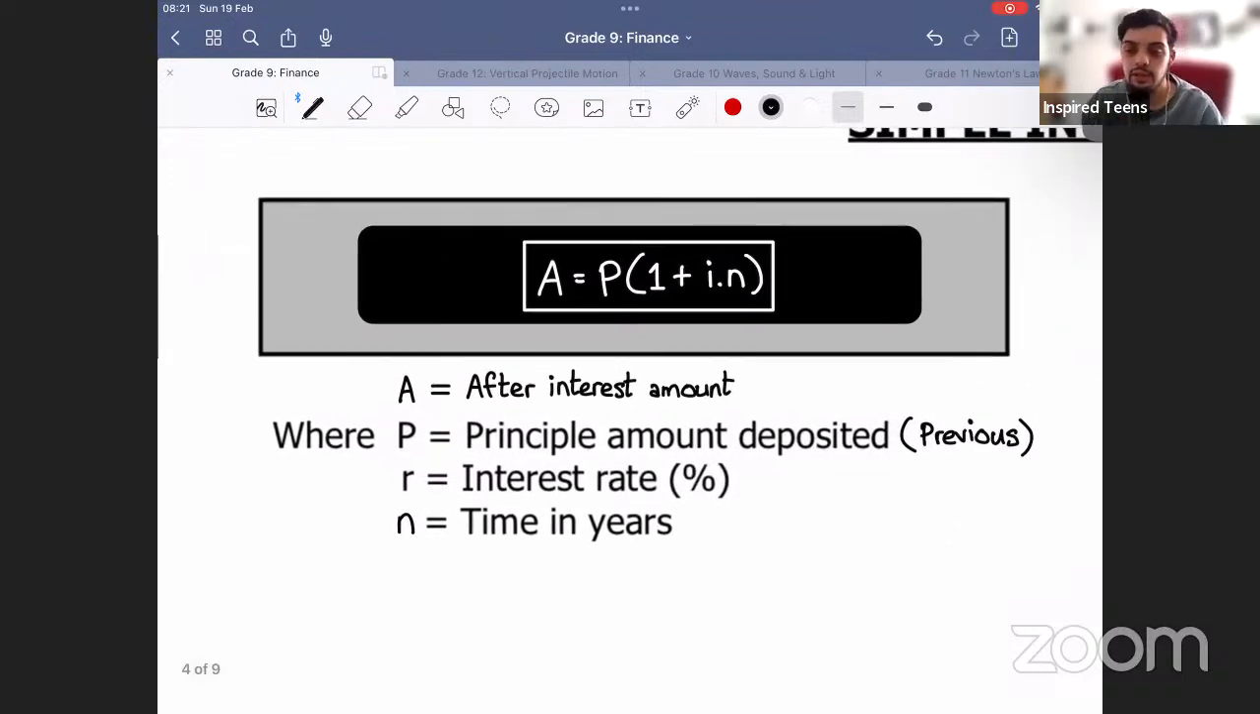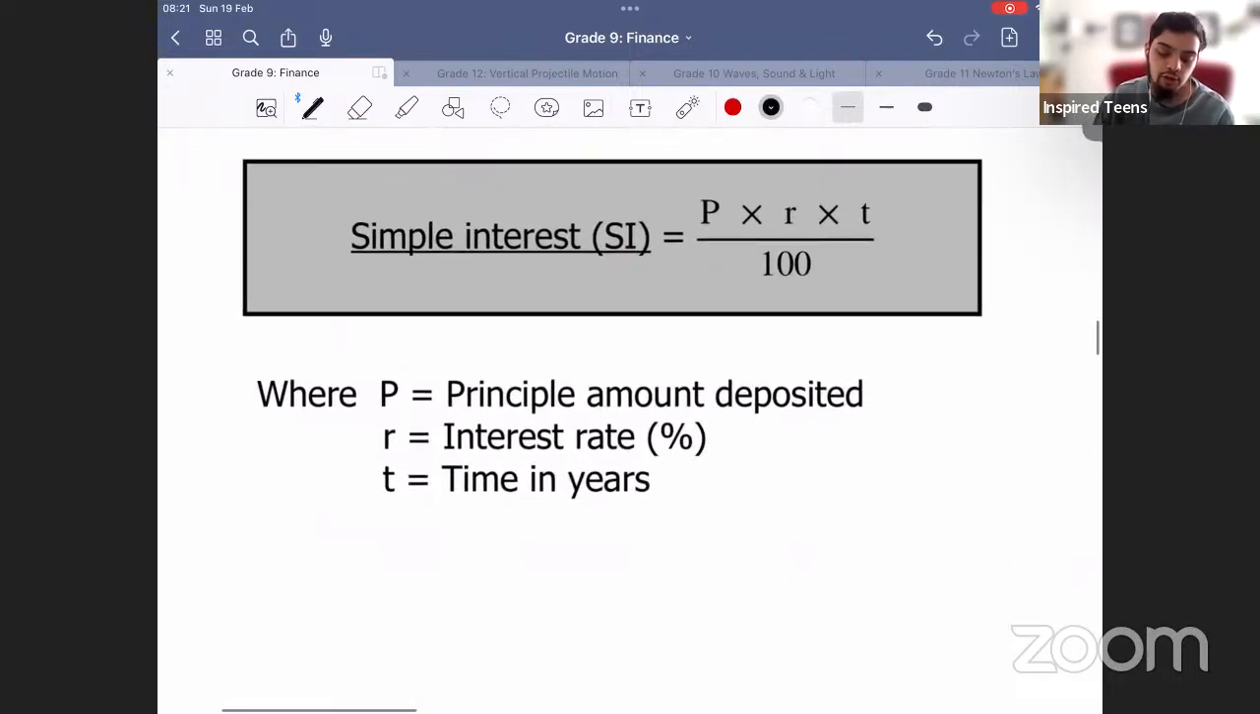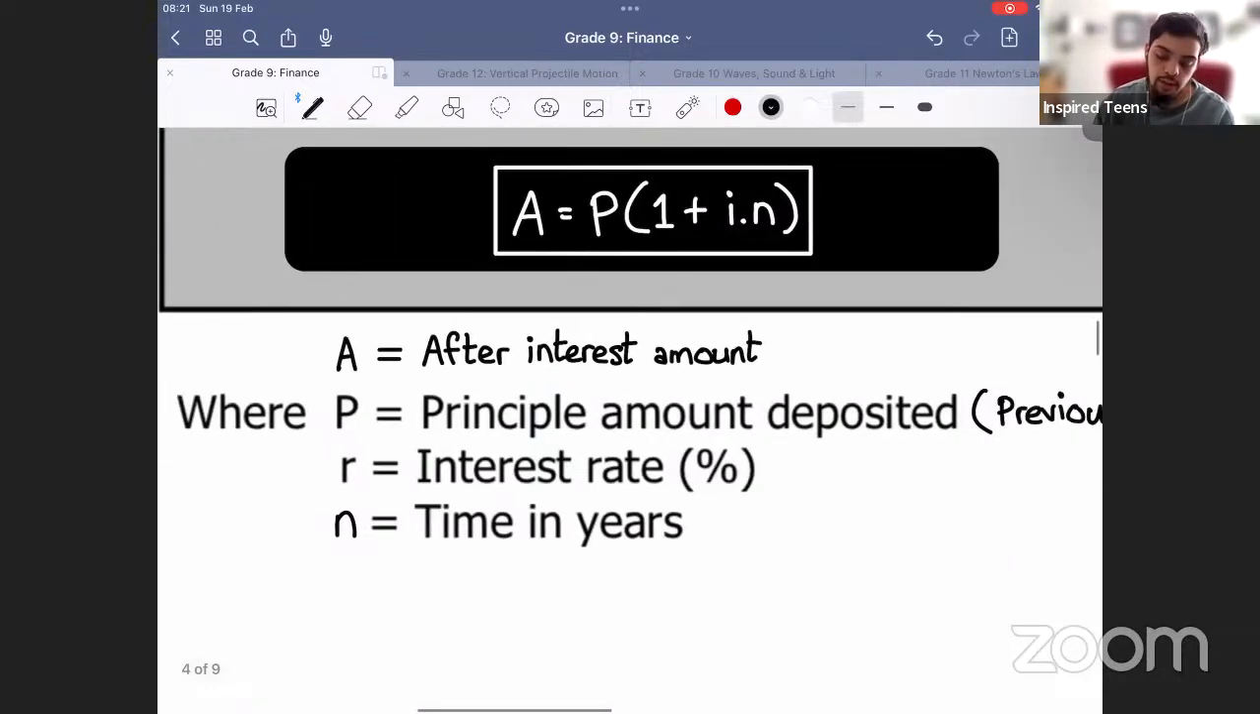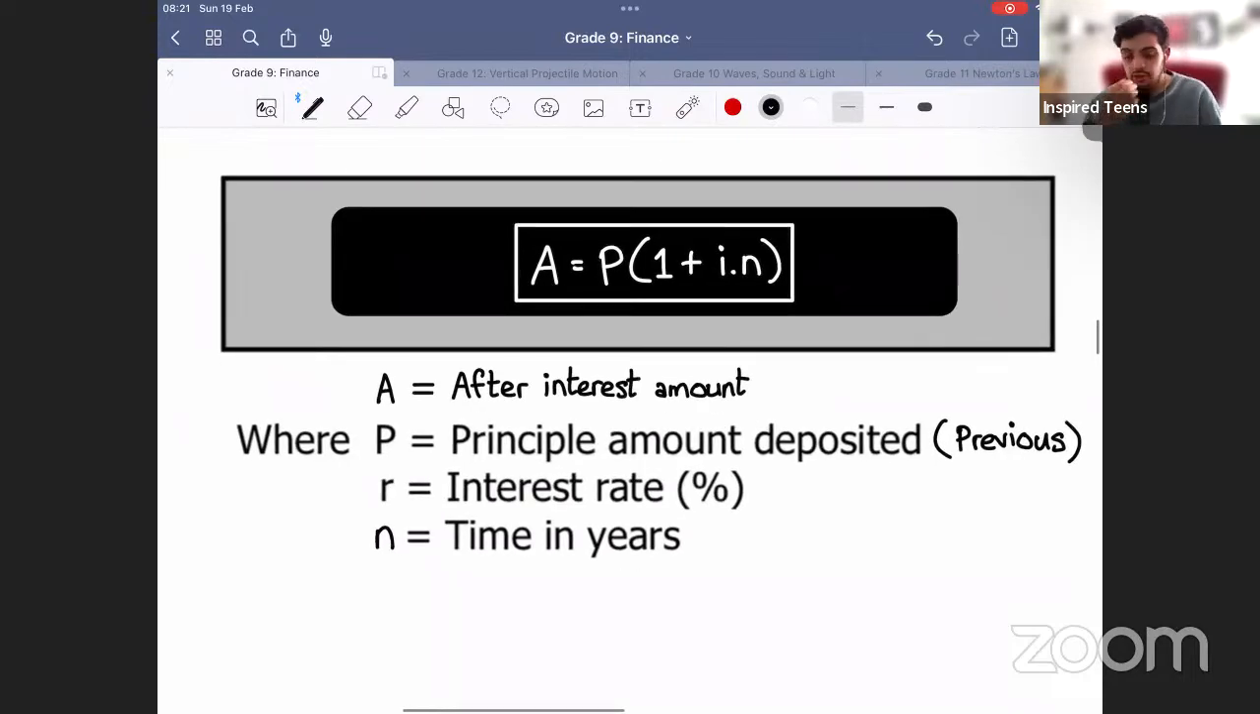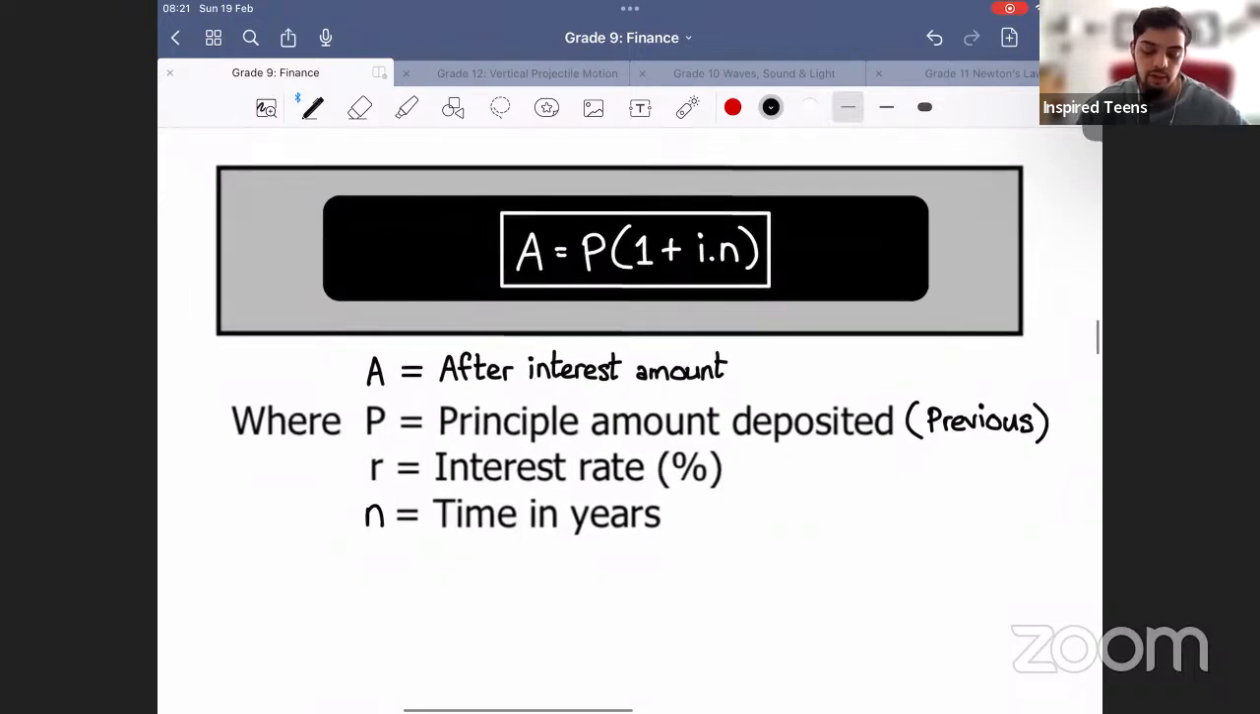The reason for that is because it's more future-proof, right? In next year, next grades, you're not going to be using this formula. You are going to mainly be using this formula, and also you'll see that the compound interest formula is very similar to this. So I'd prefer that we learn this formula, so that we're more prepared for the future. So this formula is A is equal to P into 1 plus I times N.